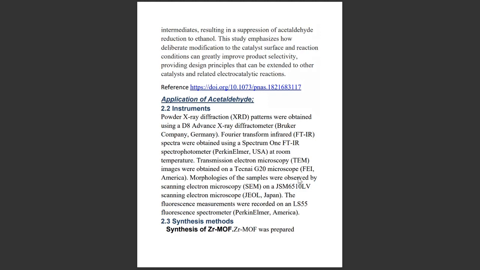Then the application of acetaldehyde is given. First, we discuss the instruments, and then we discuss the application of acetaldehyde. First of all, we talk about the instruments we use in this application: powder reflection and Fourier transform infrared spectra were obtained using a Spectrum 1 FTIR spectrometer. Transmission electron microscopy and scanning electron microscopy were used to observe the morphology of the sample. Sensitive method, synthesis of Zr-MOF. It was prepared by following a previously reported procedure.